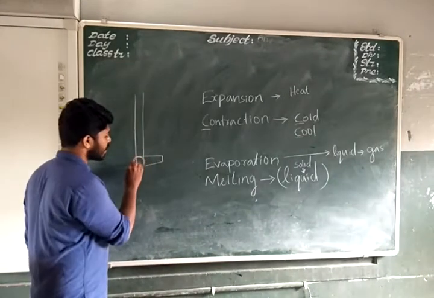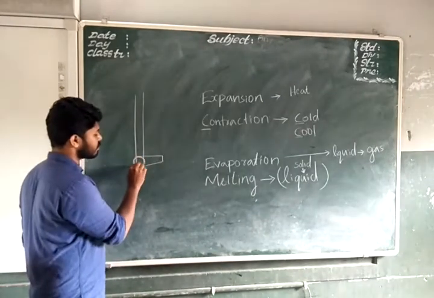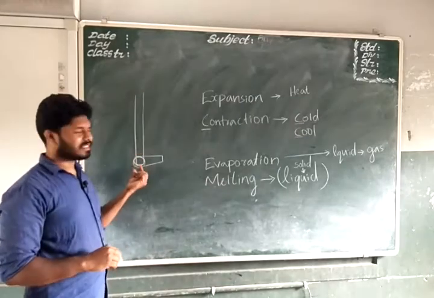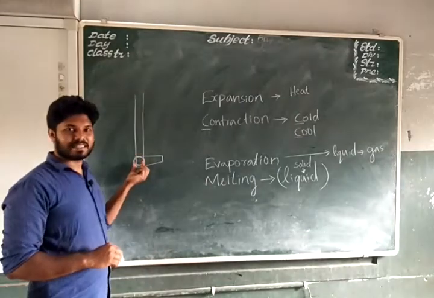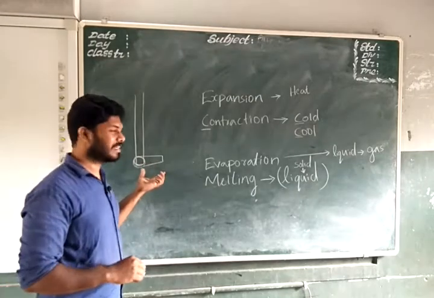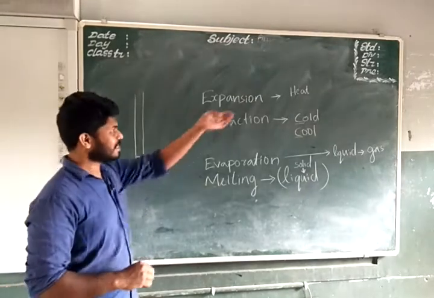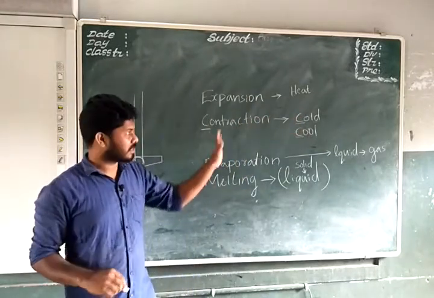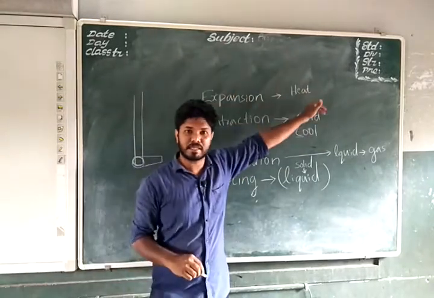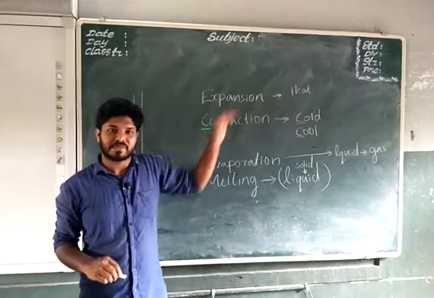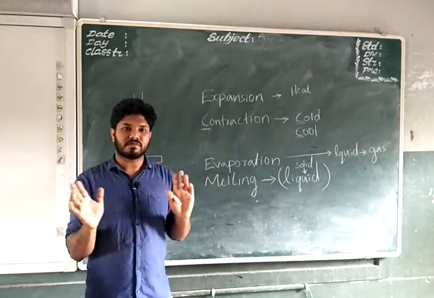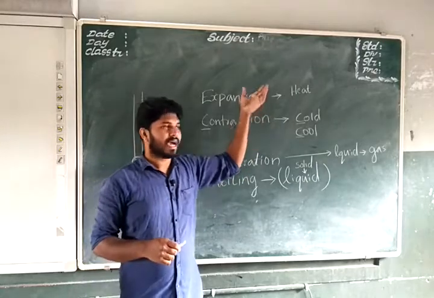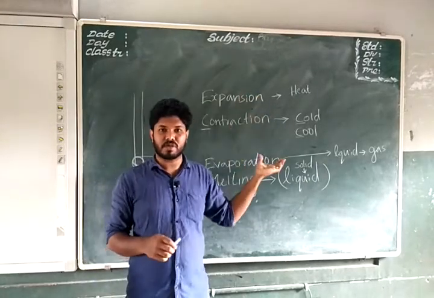This ring contracts and it forms a size of this much, and hence the handle is made to hold tightly in the axe. That's why we can fix it very easily. So that is the use of this heating and cooling down of the metals. Understand one thing: when we heat metals, they expand. Generally things like iron, steel, etc., expand on heating and contract on cooling down.